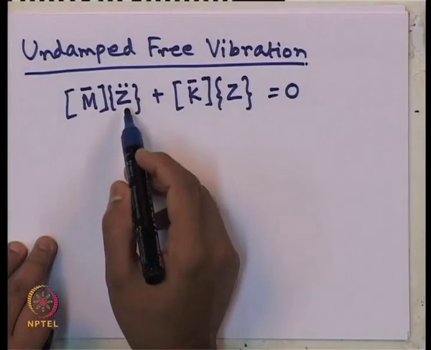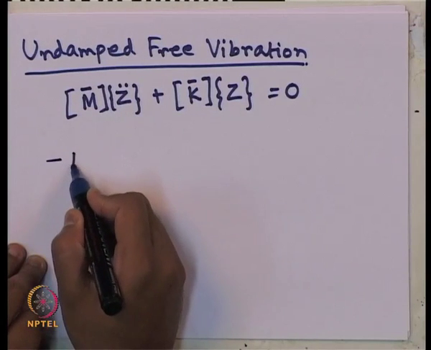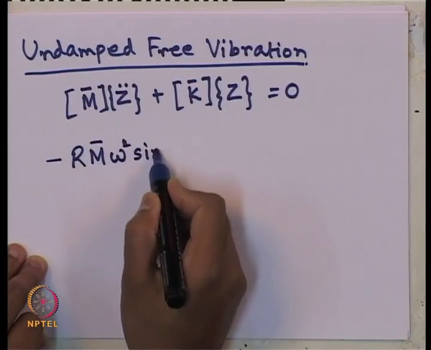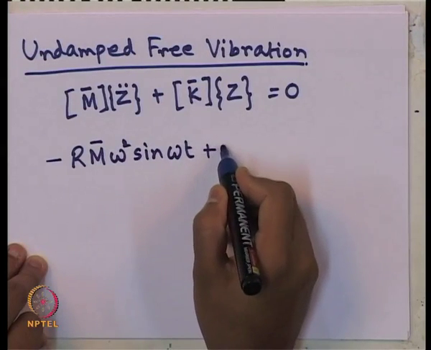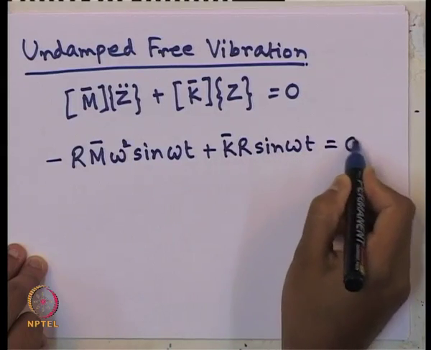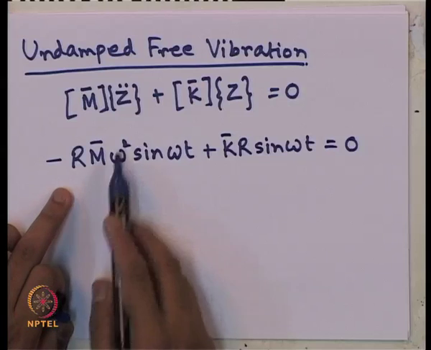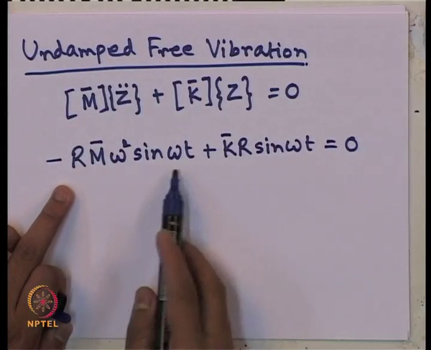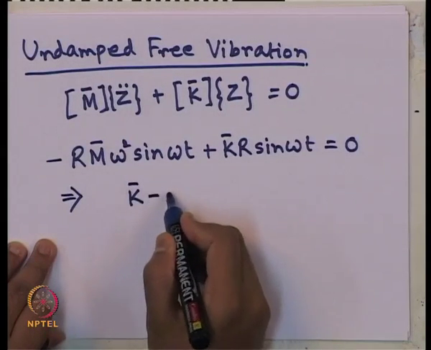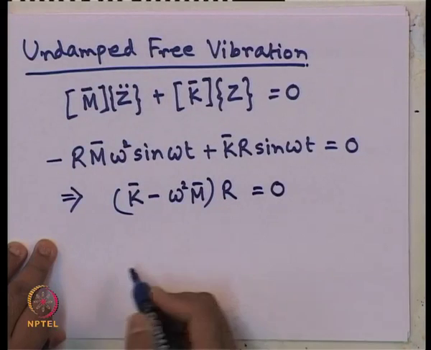By putting the assumed solution of z into the equation, it will give us minus r m bar omega square sin of omega t plus k bar r sin of omega t equals 0, because z we have assumed in the form of r sin omega t. So, obviously, z double dot will be minus r omega square sin omega t, right, which gives us k bar minus omega square m bar times r equals 0.